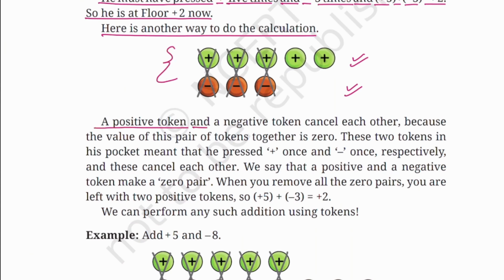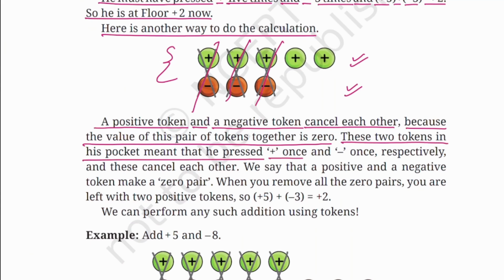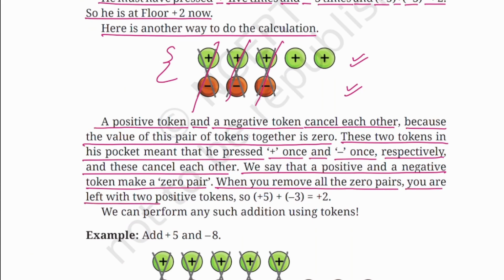A positive token and a negative token cancel each other because the value of this pair of tokens together is 0. These two tokens in his pocket meant that he pressed plus ones and minus ones respectively, and these cancel each other. We say that a positive and a negative token make a 0 pair. When you remove all the 0 pairs, you are left with 2 positive tokens. So plus 5 plus minus 3 is equal to plus 2.